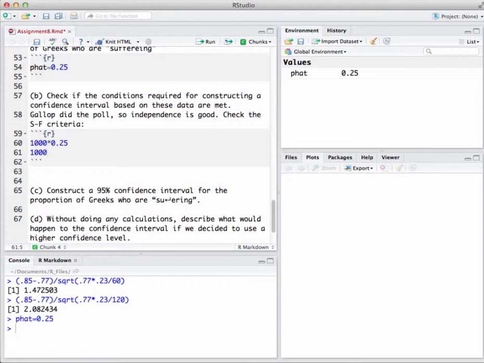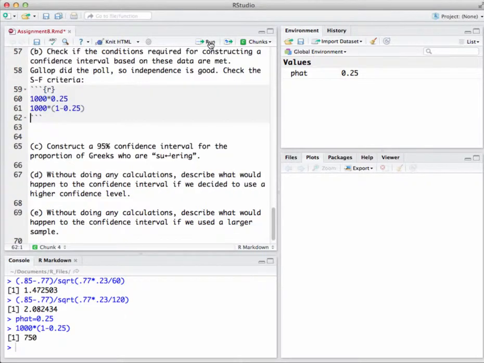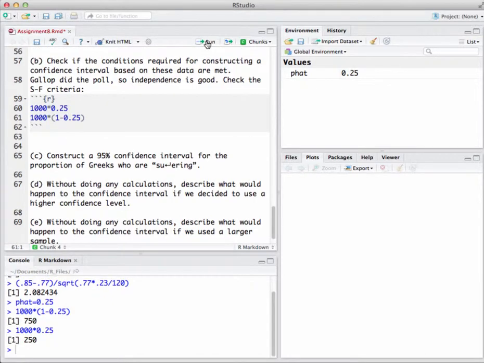So success is to find somebody who was suffering, which is counterintuitive, but that's the way stats works, right? And so the failure proportion is 75%. That's your 1 minus p. Just to drive it home, it's 1 minus 0.25, which we know is 0.75. I could do it in my head, but that's where the 0.75 came from. So if we run that chunk, we get back 250 and 750 respectively. And so, yes, the success-failure criteria is met.